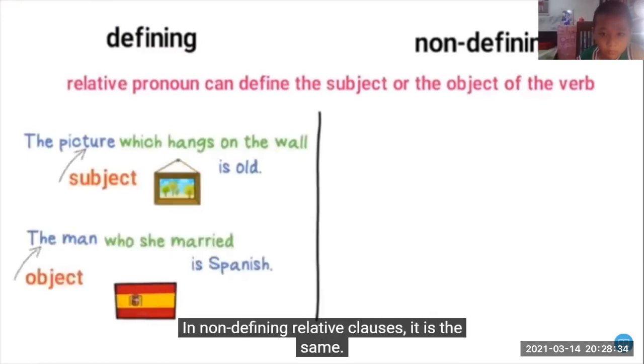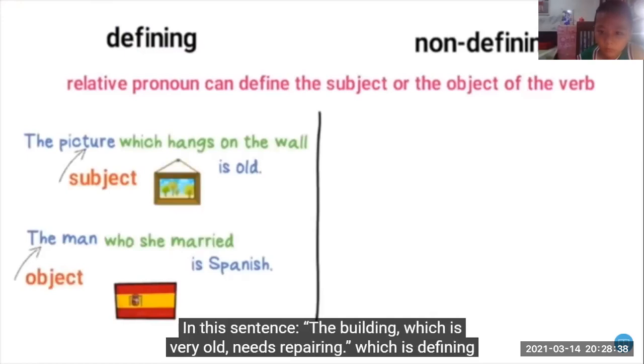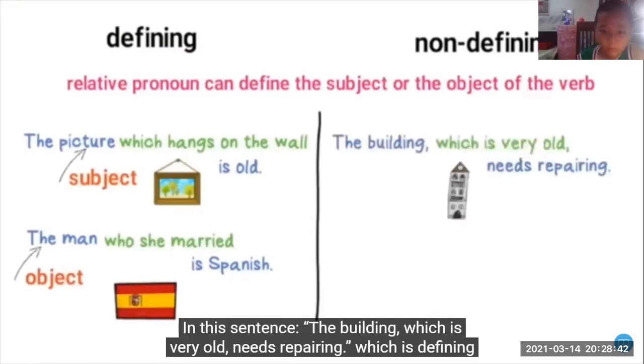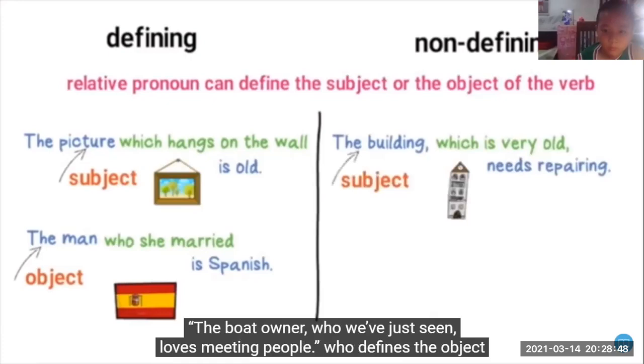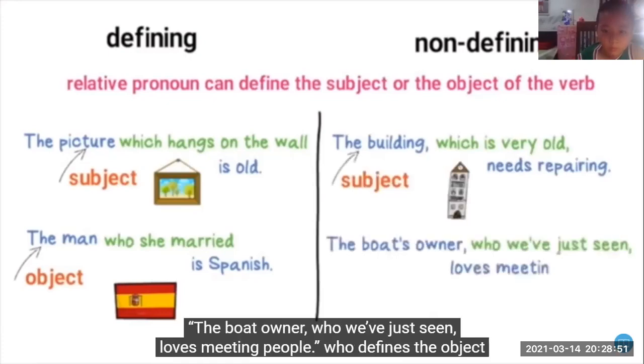In non-defining relative clauses, it's the same. In this sentence, the building, which is very old, needs repairing, which is defining the subject of the verb. And in this sentence, the boat owner, who we've just seen, loves meeting people, who defines the object of the verb.